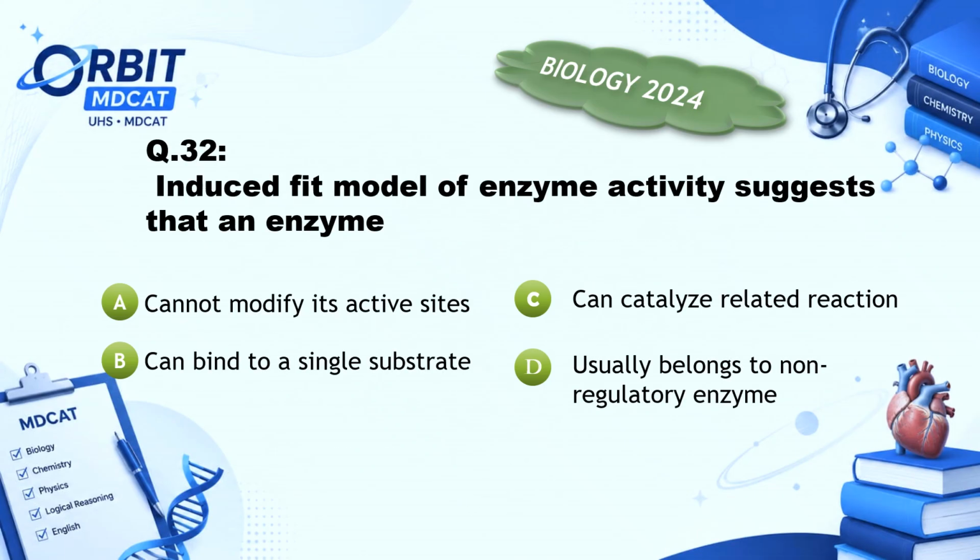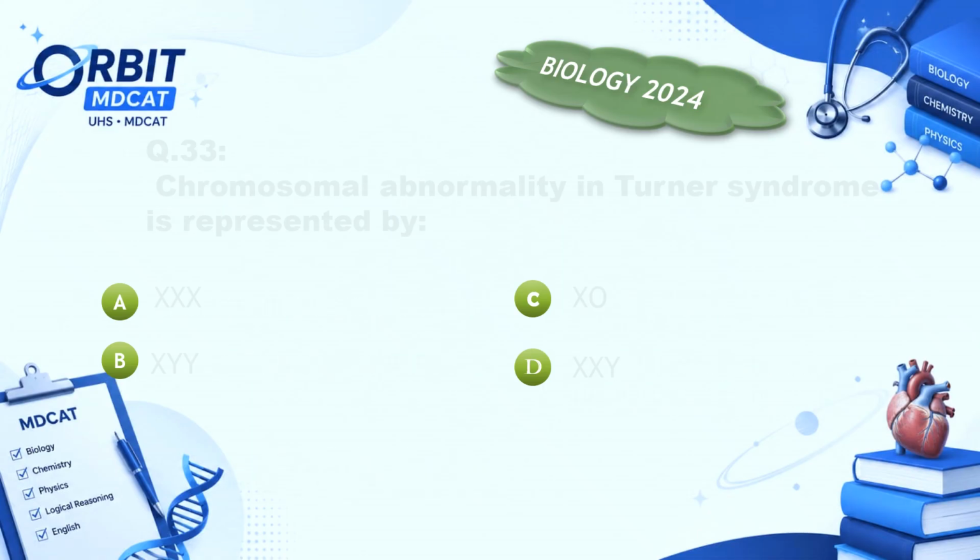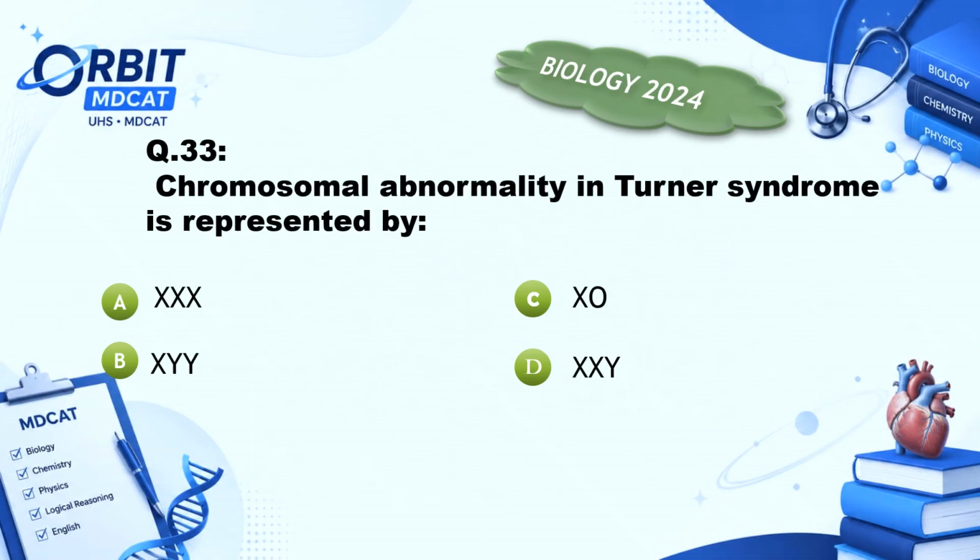Question number 32: induced fit model of enzyme activity suggests that an enzyme A. cannot modify its active sites, B. can bind to a single substrate, C. can catalyze related reactions, D. usually belongs to non-regulatory enzymes. Question number 33: chromosomal abnormality in Turner syndrome is represented by A. XXX, B. XYY, C. XO, D. XXY.